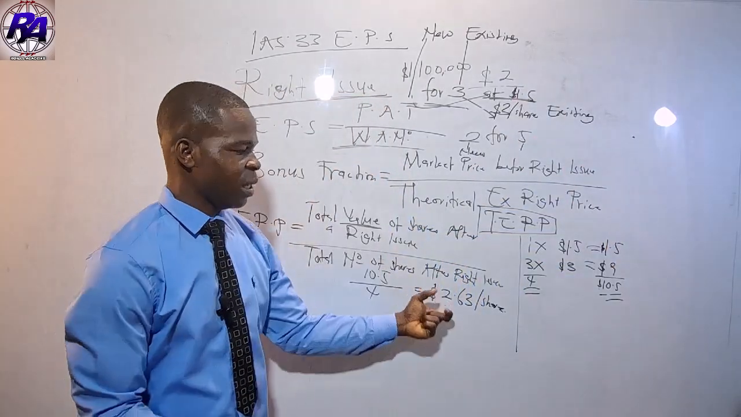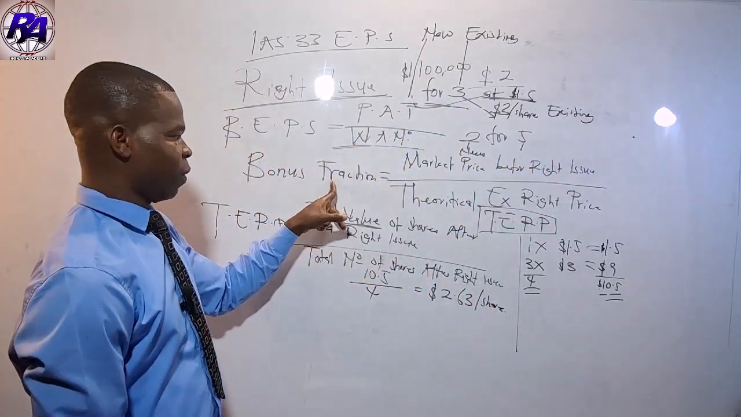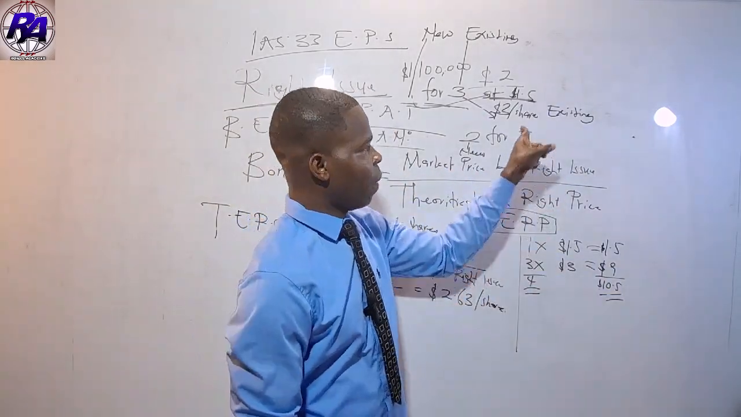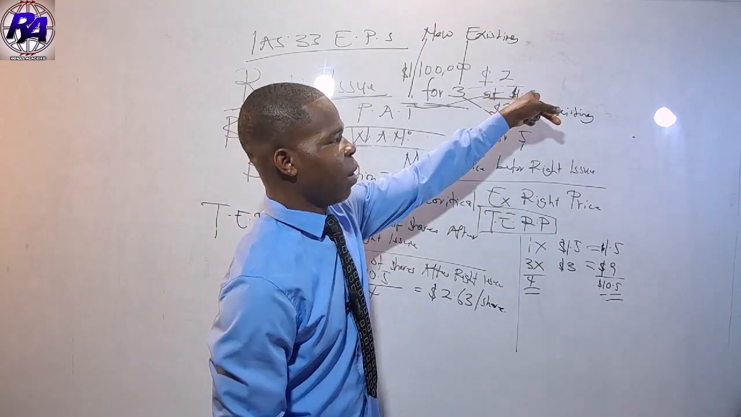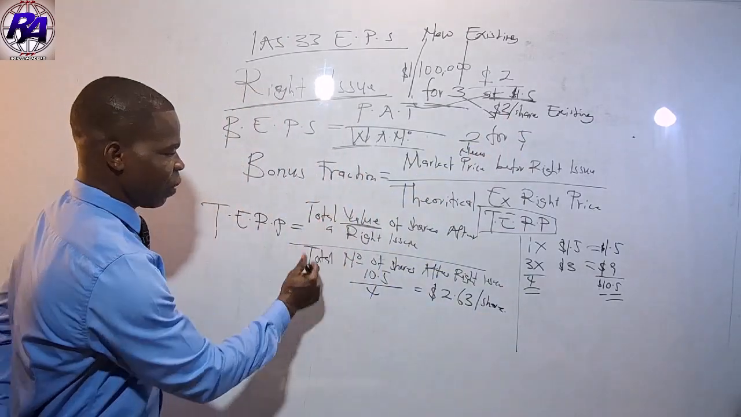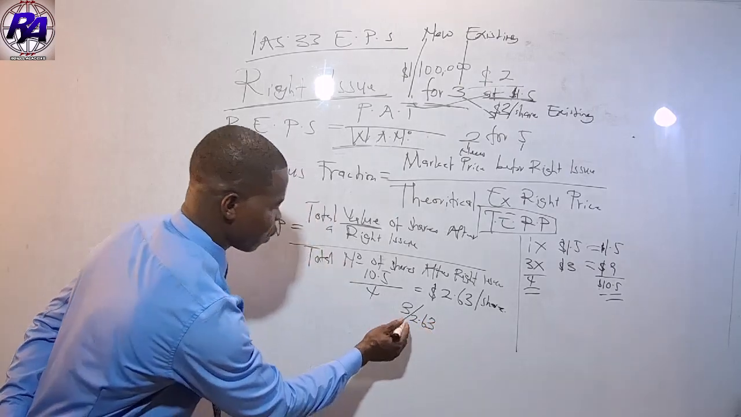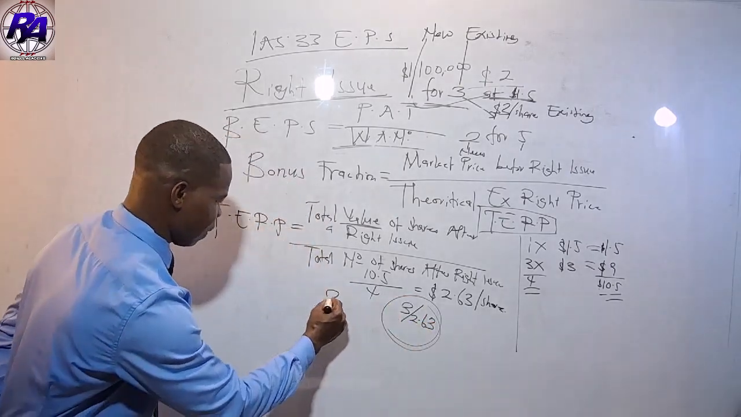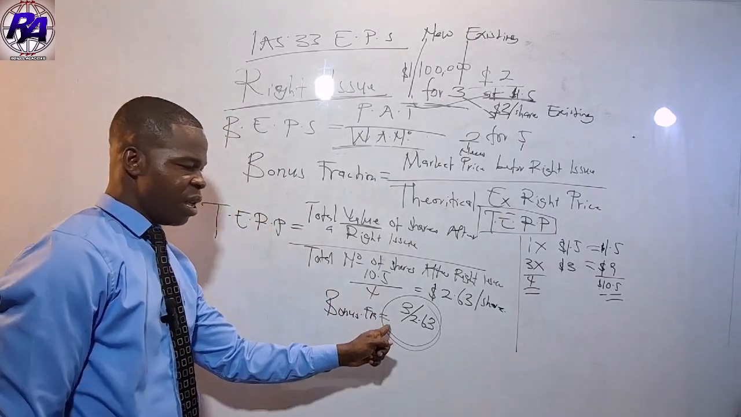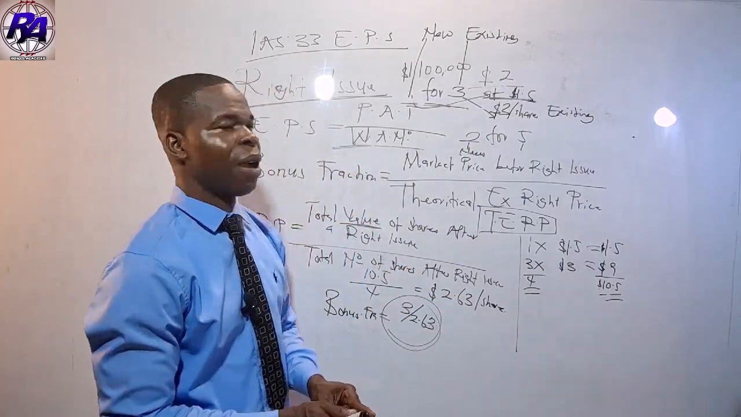So after getting the theoretical ex-rights price, we can now proceed to get our bonus fraction. Remember the formula for the bonus fraction is the market price before the rights issue, in this case $3, divided by the theoretical ex-rights price, 2.63. So our bonus fraction is going to be 3 divided by 2.63.